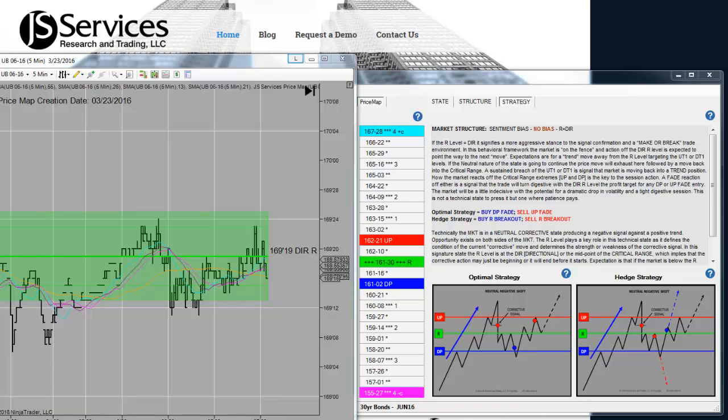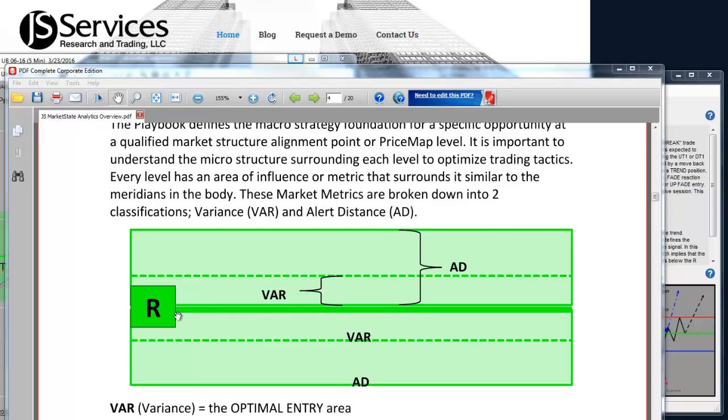If we come into this market, you always want to look at what's going on in the overnight session, and we can see all the trading activity was centered around the R level within our metrics. Every price map level or market structure point has a couple of metrics that are key. One is a variance and one is an alert distance. You can look at the alert distance as a kind of complete signal acceptance area, and the variance is really the optimal area to enter a trade at.